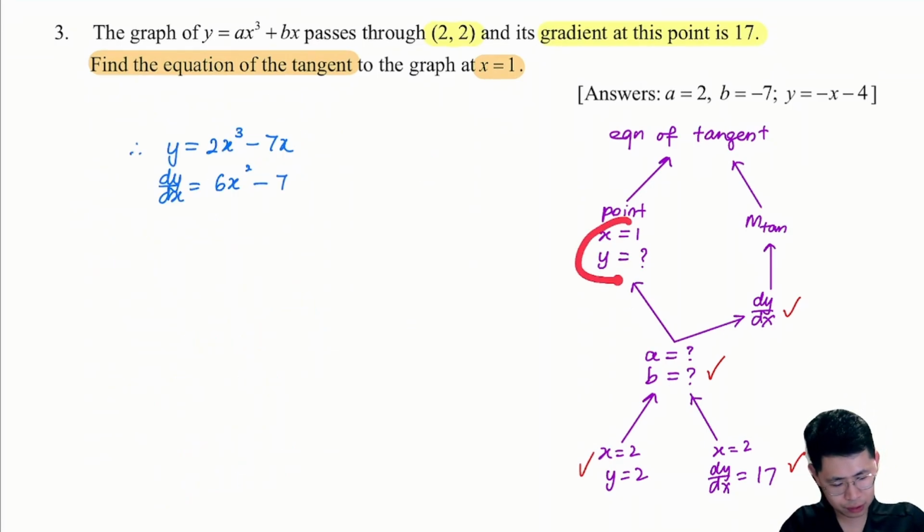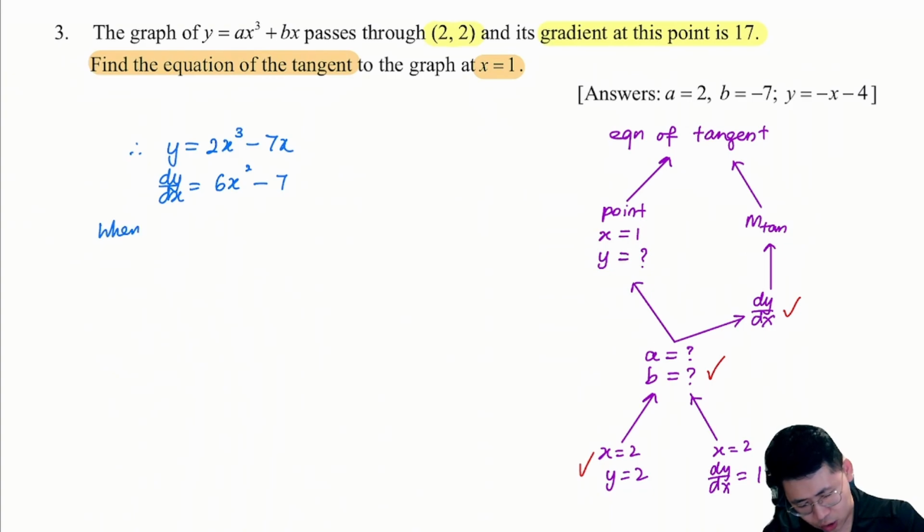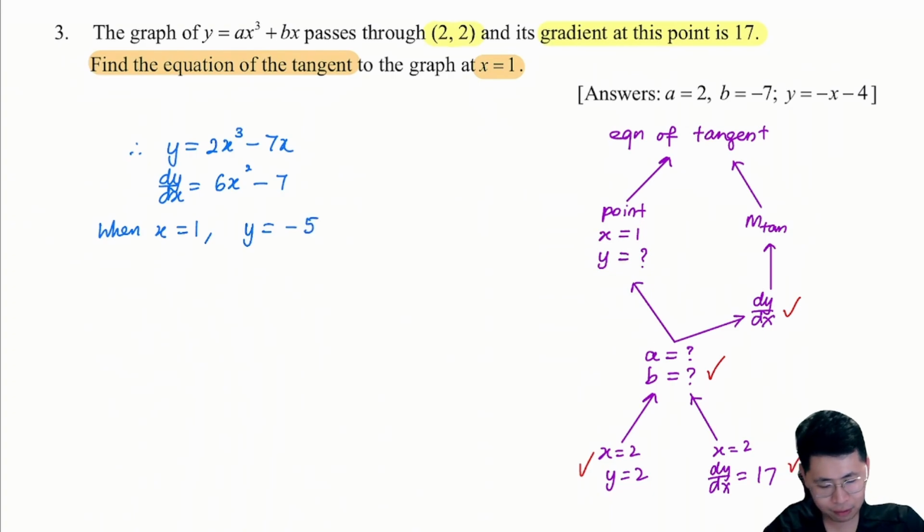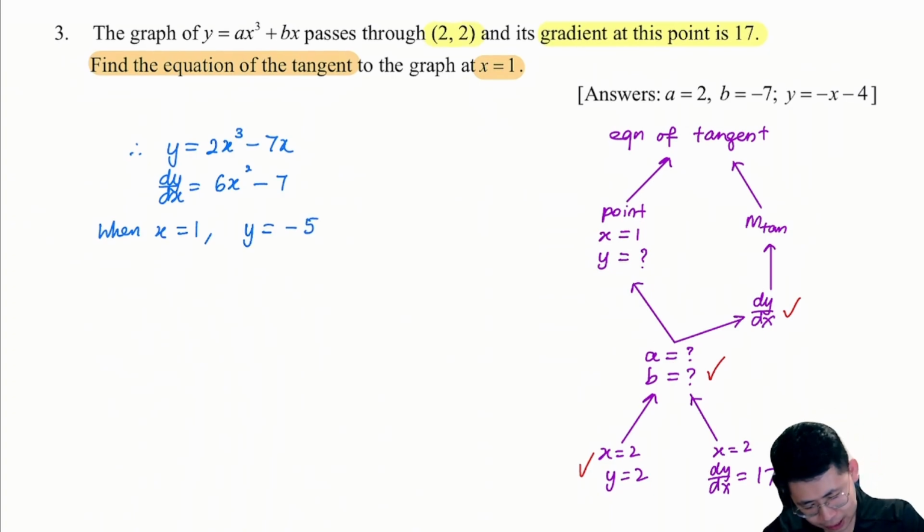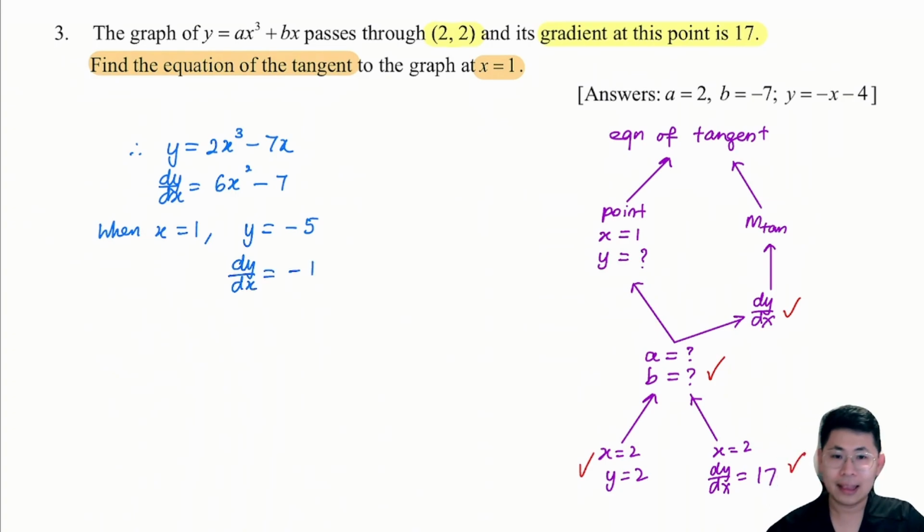So let's continue with this first to find the value of y and to find the value of the gradient of tangent when x equals to 1. So second stage, when x is equals to 1, y is going to be equals to -5, and then dy dx is going to be equals to -1. So with this, we've done our part to find y and the gradient of tangent.